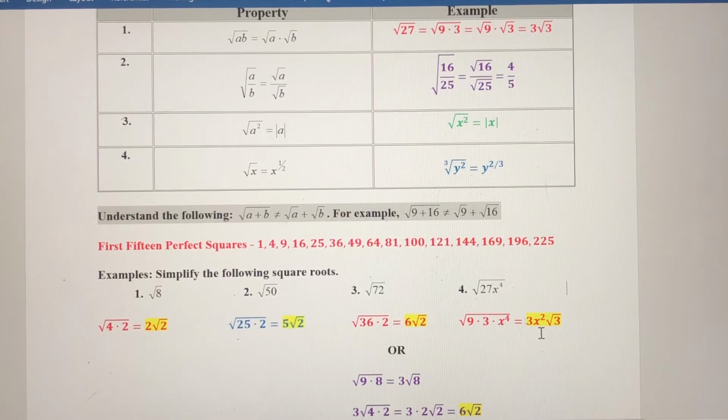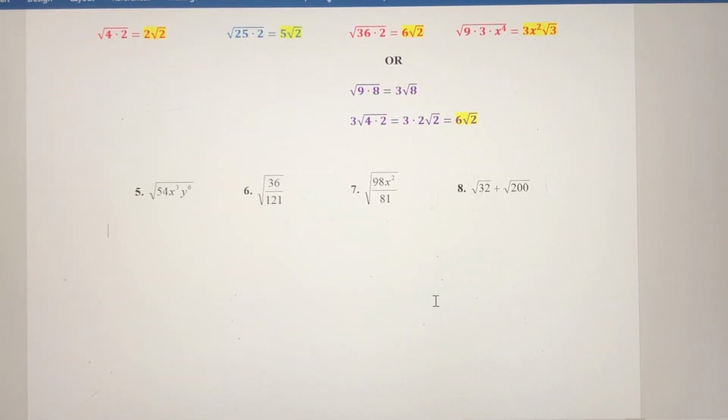But 3x squared radical 3, okay? Again, remember, x squared times x squared is x to the 4th, okay? So that's why it comes out when we simplify as x squared. Okay, let's try to do 5, 6, 7, and 8 on your own, and then come back and check your work. All right, let's take a quick look at number 5.